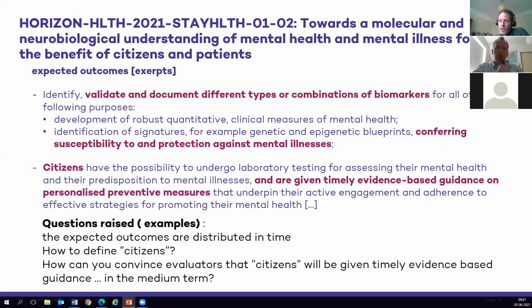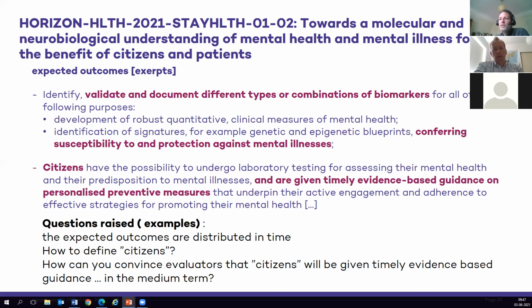So the questions raised by this topic, I think there are a number of questions. First, let me point to the fact that these expected outcomes are distributed in time. So for the question, when can you deliver on an expected outcome? It is clear that there are differences between these outcomes under this topic. The first one, validate different types. This could be done within or just very shortly after the project. This comes close to being a project result in a way. Whereas the second one could take longer to implement.